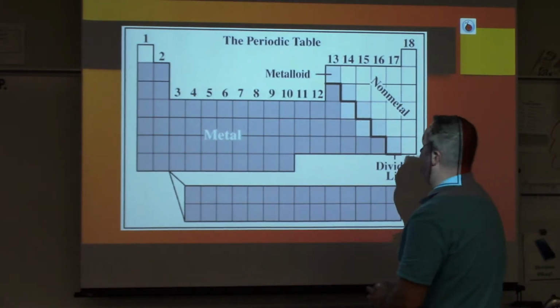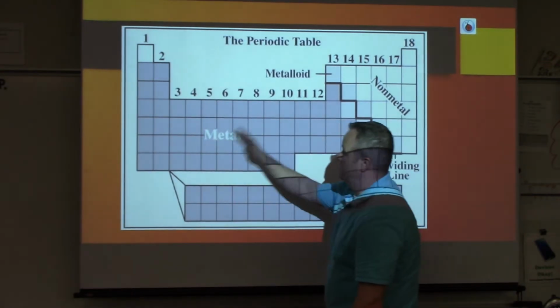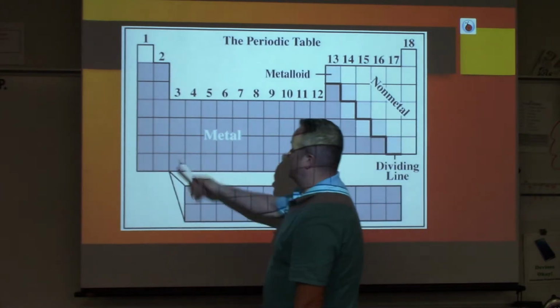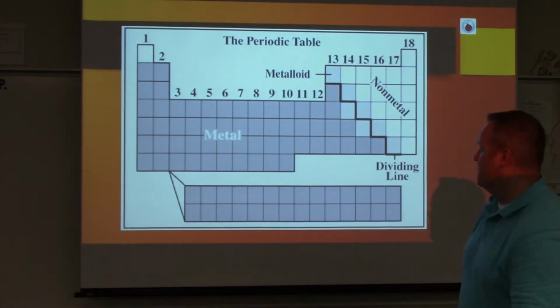What we typically have here is we have our nonmetals on this side of the line, metals on the other side. This is hydrogen, doesn't really belong here. We place it there because it has one valence electron.